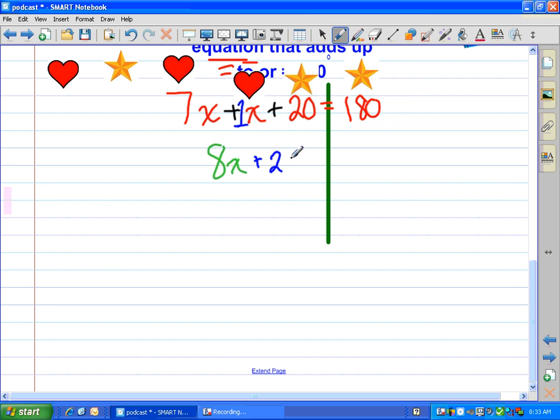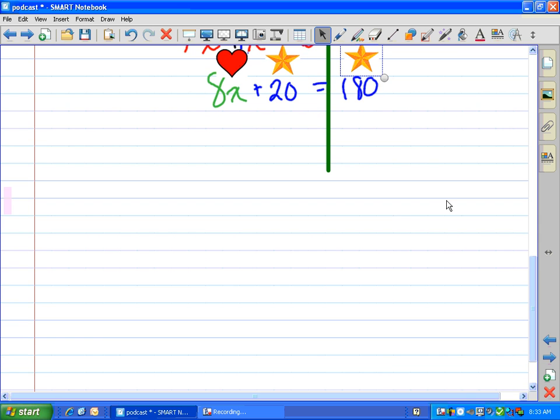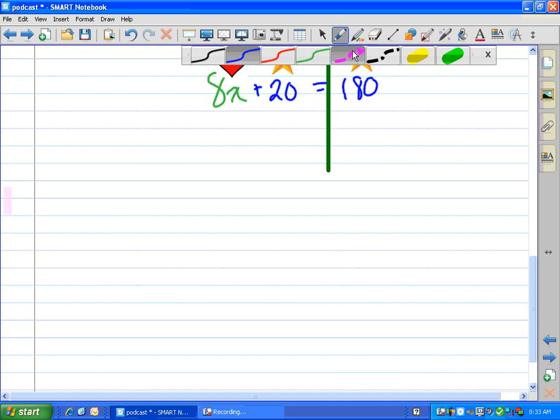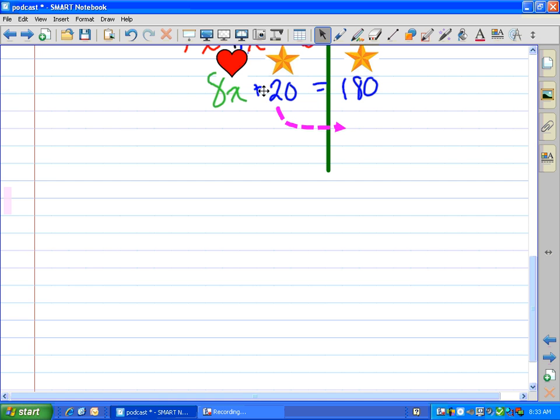Rewrite my problem. So I have 8x plus 20 equals 180. Hearts and stars. Now I'm going to get my stars together, and 20 is going to come over here. Excellent job. If you said you have to do the inverse of adding 20, why? Because you went across the line. The inverse of adding 20 is subtracting 20. When I subtract them, I get 160.